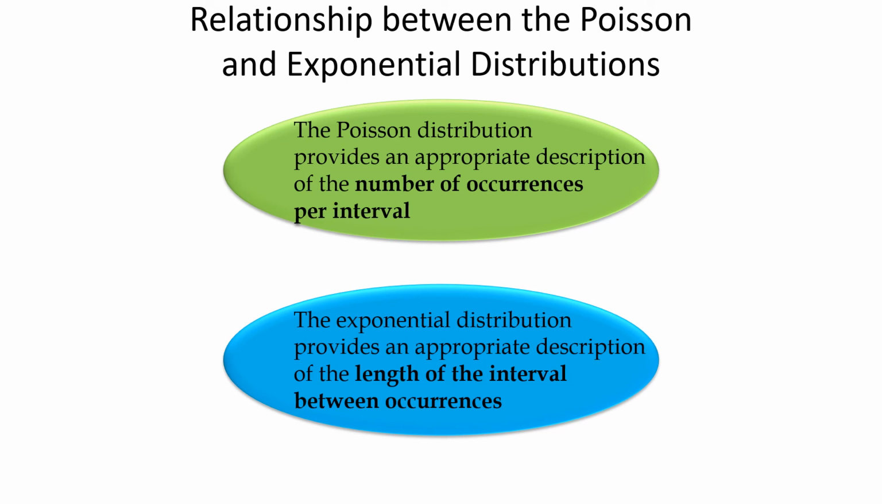The exponential is doing the opposite of that. It's looking at the interval between occurrences. So the Poisson is looking at how many instances occur in an interval, the number of x's. The exponential is looking at the distance between x's, the length of interval between occurrences. And that can be the same thing as the Poisson. It can be an interval of time or space.